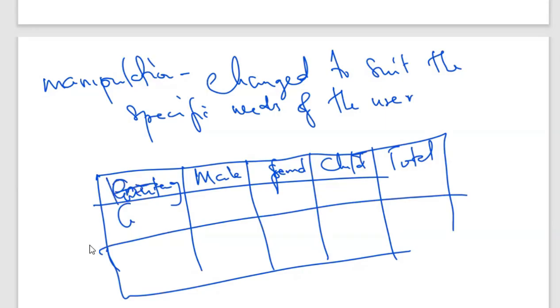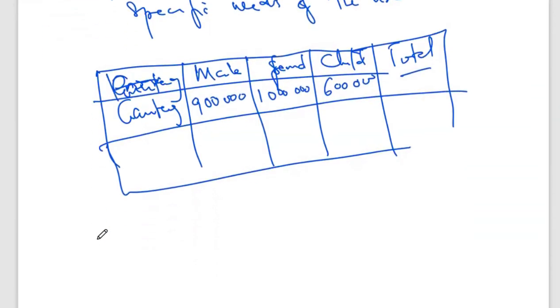It's province, then it's Gauteng. Maybe males, we are having maybe 900,000. And females, maybe 1 million. And children, maybe 600,000. Then we get our total. This is information in a table format. We can also manipulate this information to change it to another way of presentation. We can present it using maybe a bar graph. The same information that we have on the table here, we can present on the bar graph. We are manipulating or changing the information.